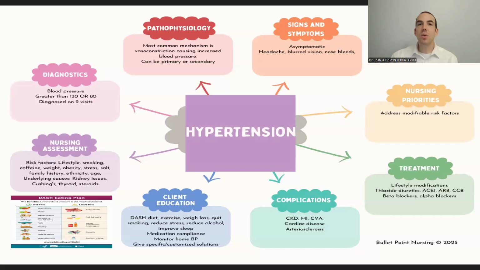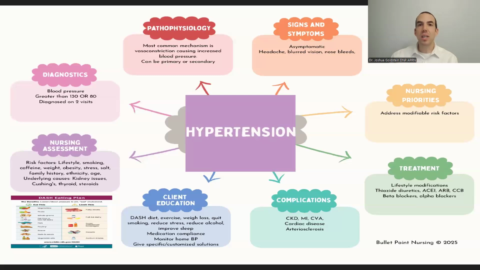Now, all of those are what's called modifiable risk factors, meaning those are going to be part of our treatment plan to target to lower a patient's blood pressure. Then we also have non-modifiable risk factors, and that includes family history, ethnicity, and the patient's age.